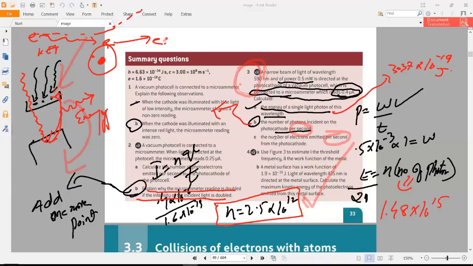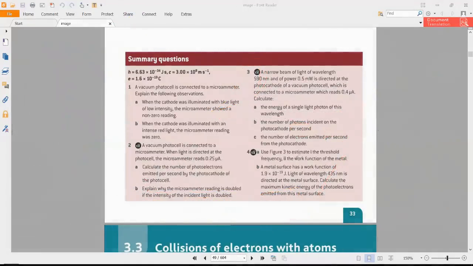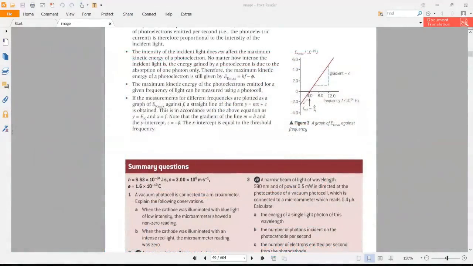Okay. Next question. Use figure 3 to estimate the threshold frequency and work function. Frequency is given as 4. Is it 4? You need to find the threshold frequency and work function. Work function will be hf naught, your threshold frequency, times 4. Think about it. Is it 4?